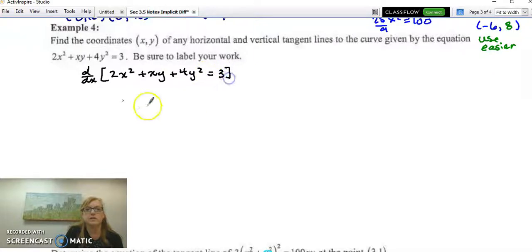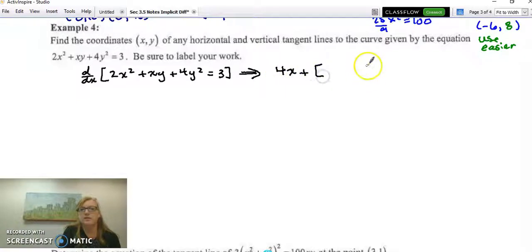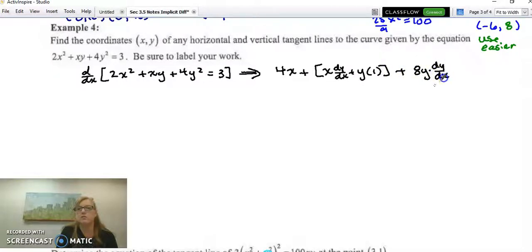So that equals 3. So my derivative, I'm going to go ahead and just do it next to it, would be 4x plus. Now the derivative of xy is a product, so it would be x times the derivative of y plus y times the derivative of x. And then we have plus our 8y, using our chain rule, dy/dx, equals 0. So we get it to there.